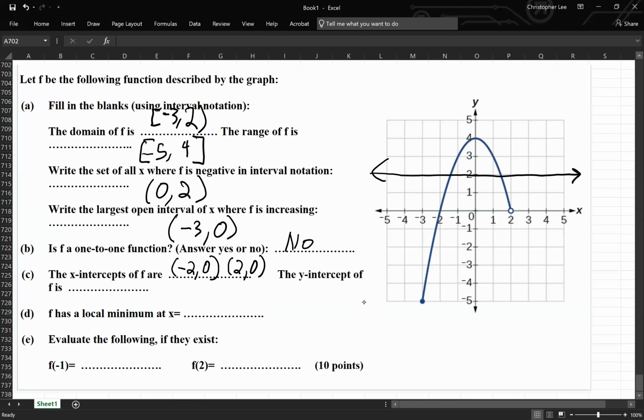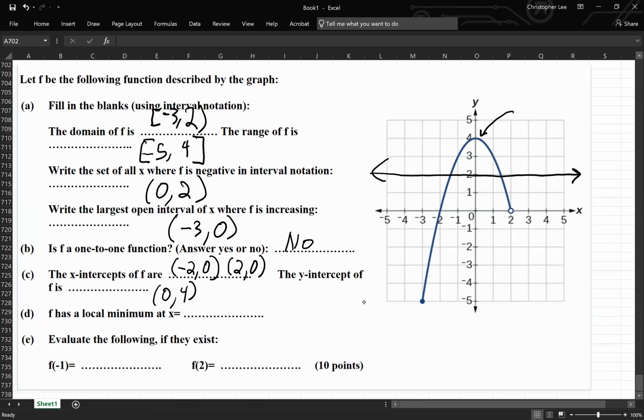Anyway, y-intercepts, right? So the y-intercept, where does the graph cross the y-axis when x equals 0? This is 0, comma 4, right?